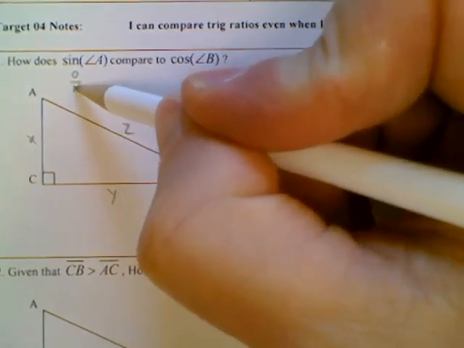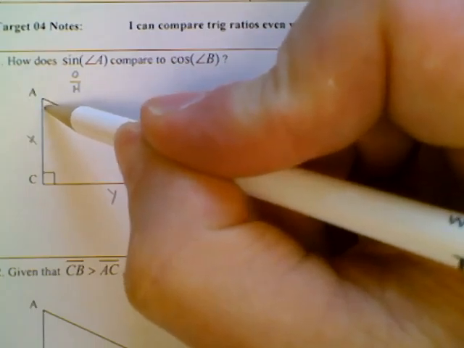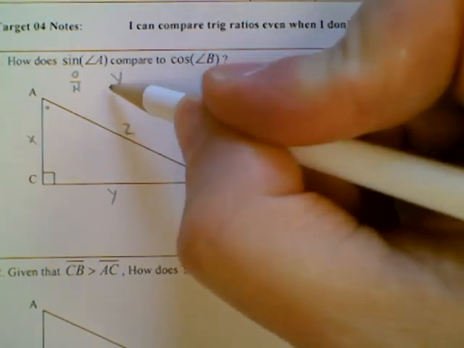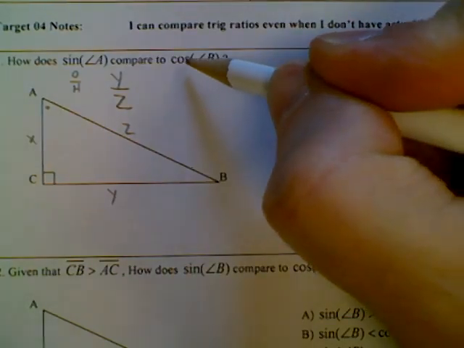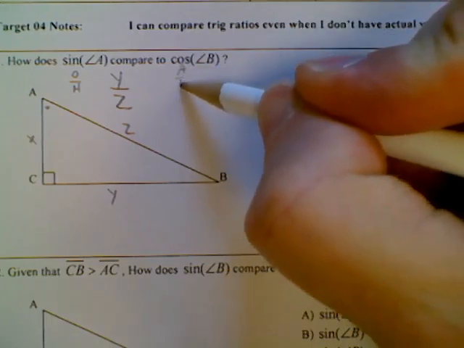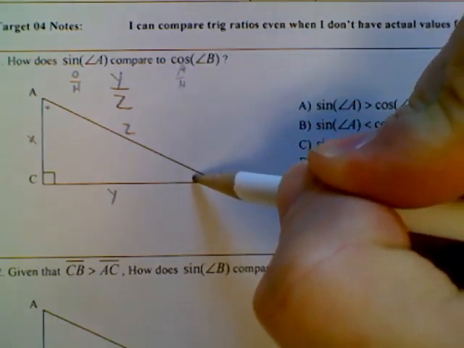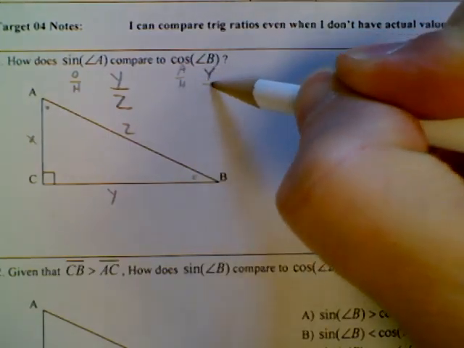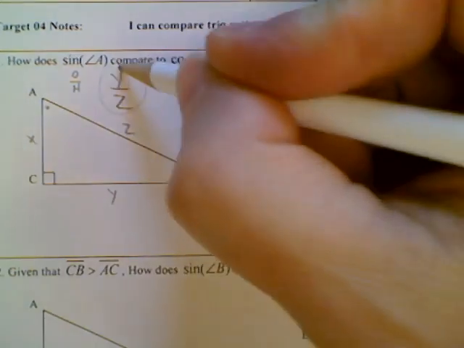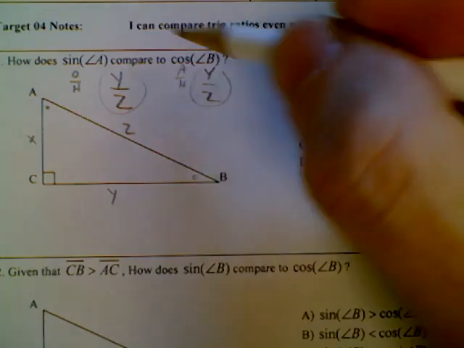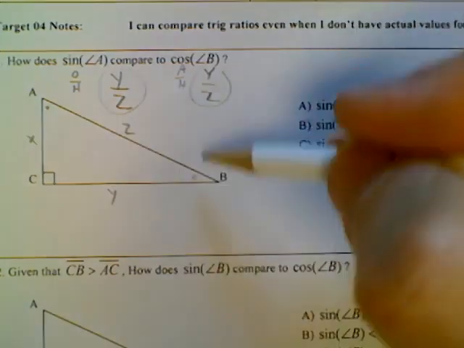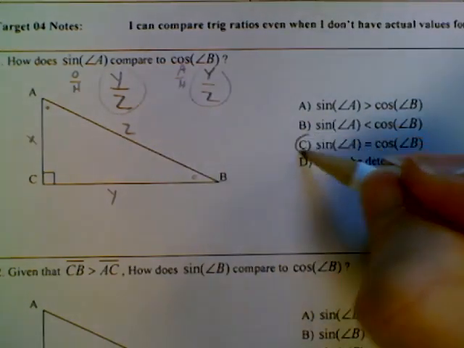Sine is opposite over hypotenuse. From angle A's point of view, the opposite is y, the hypotenuse is z, so we get y over z. Cosine is adjacent over hypotenuse. From angle B's point of view, the adjacent is y and the hypotenuse is z. Look what we get. Identical expressions for both of these two trig expressions here. So whatever the numbers are, these have to be the same.